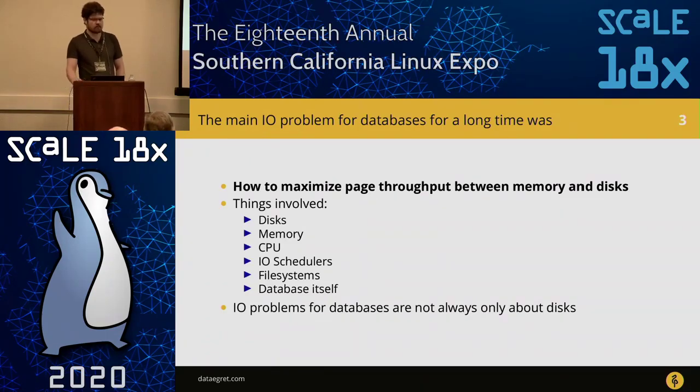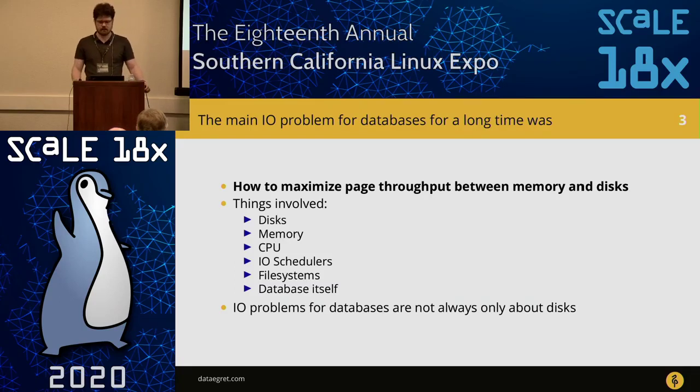The main problem for databases in regard to I/O for a long time was how to maximize throughput of pages from memory to disk in both directions. And this is a very tricky problem, because it's not the problem of how fast your disk is. It's a problem about the entire I/O stack, because if you do not have enough CPU, it doesn't matter how many disks you have and how much memory you have, you are just doomed, because without proper CPU, you cannot afford a lot of input-output throughput if we are talking about a database, like a multi-process system with concurrent access and so on. And the same thing about memory, I/O schedulers, file systems, some database settings, like problems like lock contention and so on. So basically everything is involved, and we need to balance the entire system to maximize this throughput.